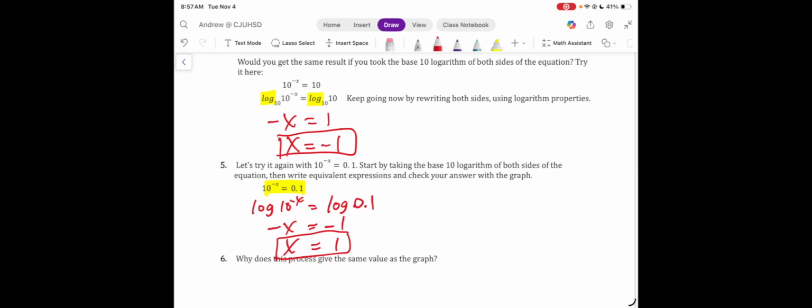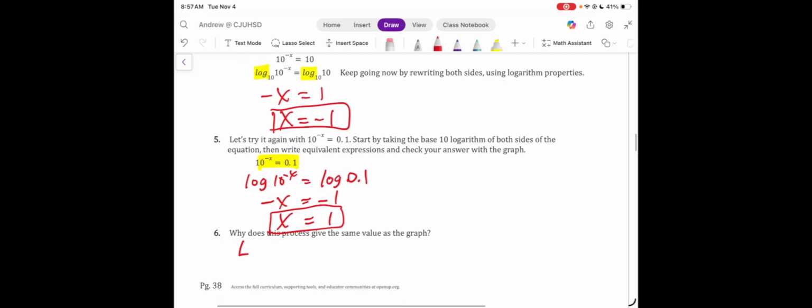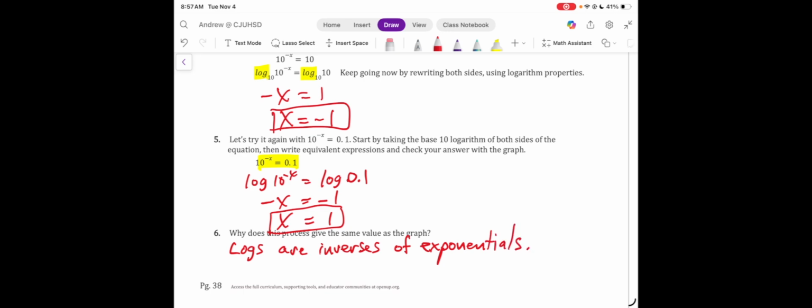Why does this process give the same value as the graph? Because logarithms, let's try this again. Logs are inverses of exponentials. So we're undoing around x to solve for it.